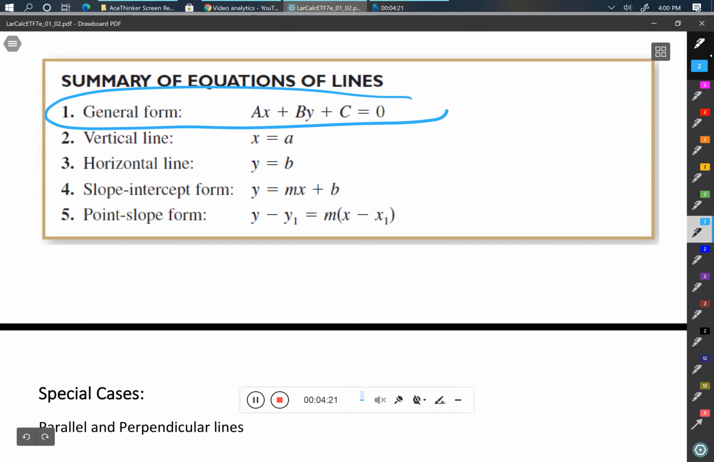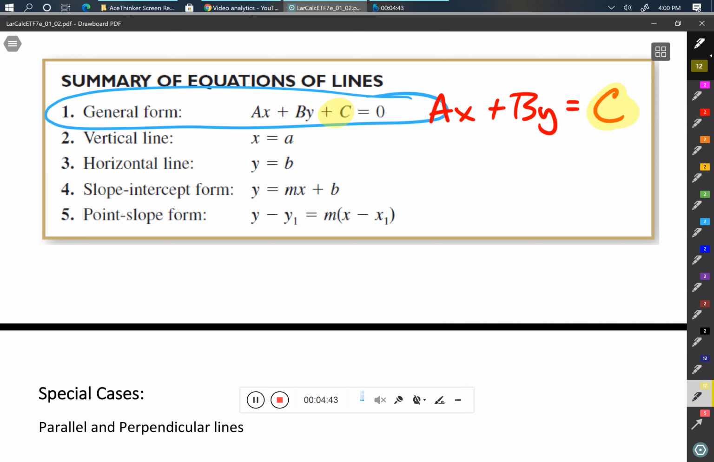Now, the author of this textbook says general form is that. I have also seen other authors say that this is general form. Whether you put the constant on the left-hand side of the equal sign or the right-hand side, I've seen it done both ways, so I don't really know which one's correct. But I would accept either for general form.